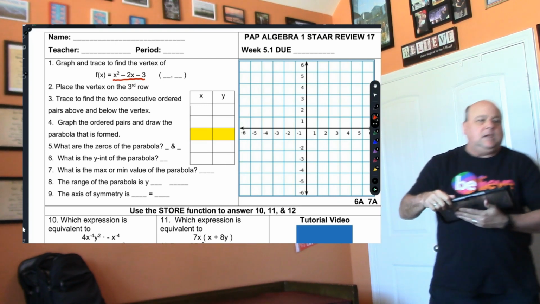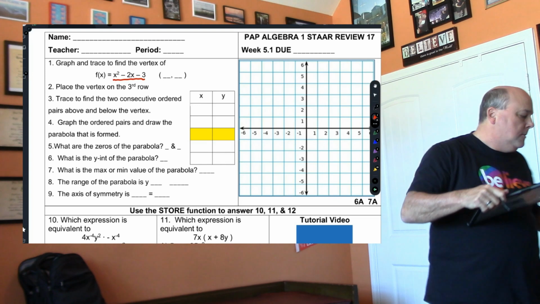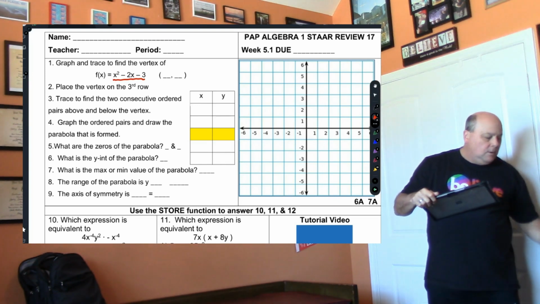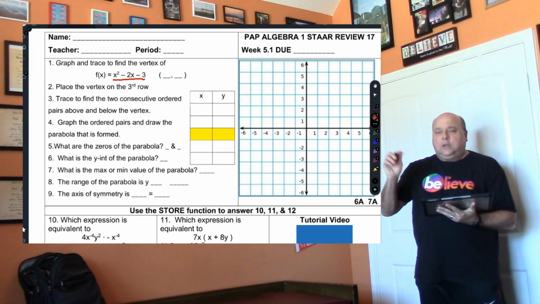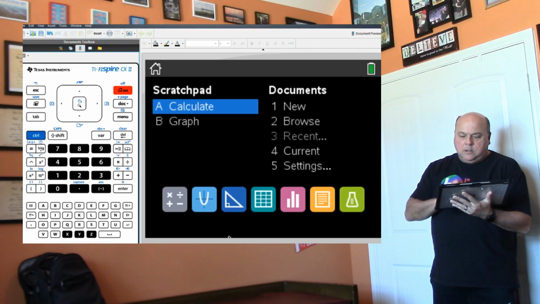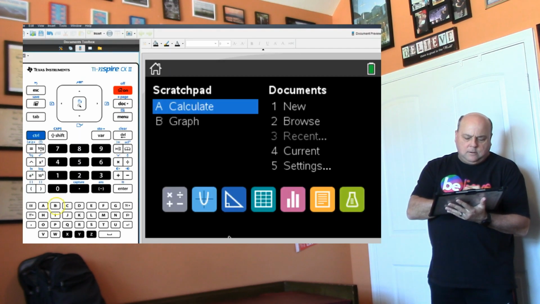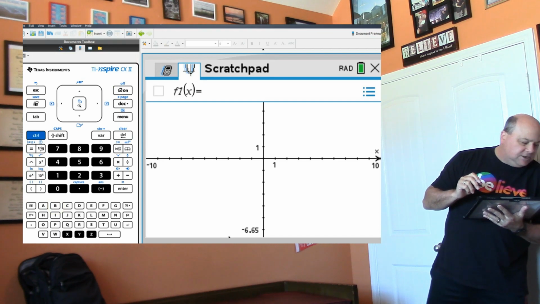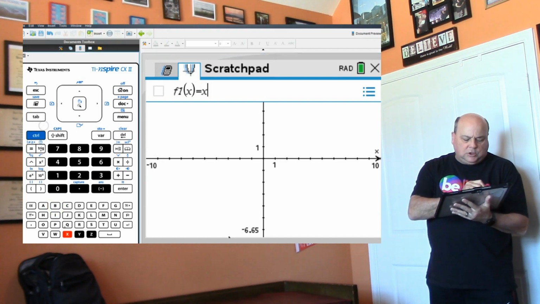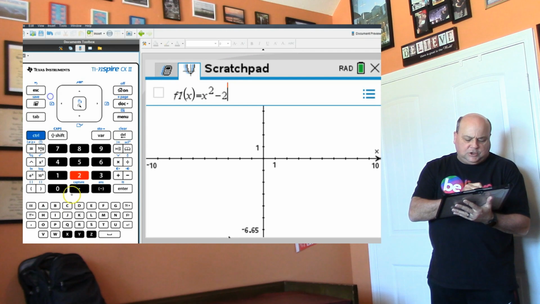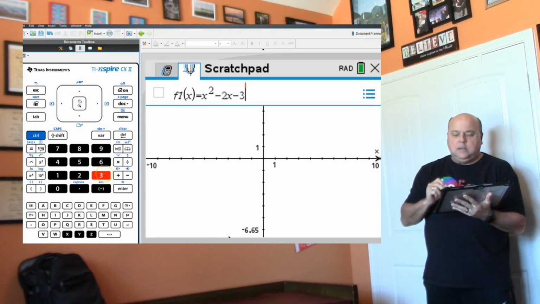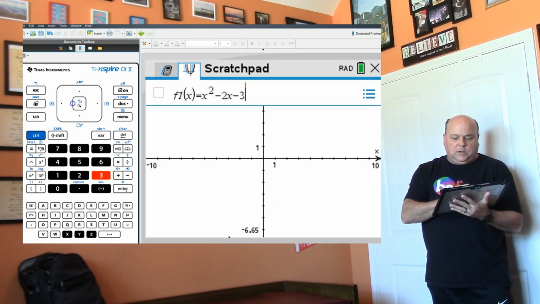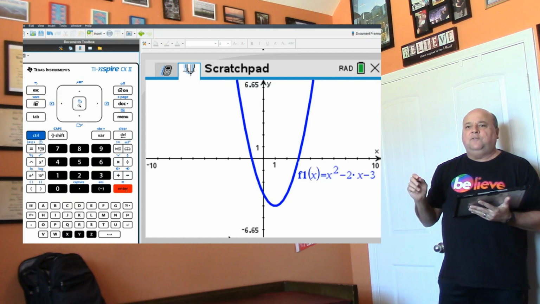Okay, so let me get my paper first real quick. Okay, so go to your calculator, hit graph, and we're going to do x squared minus 2x minus 3. So that's the graph we're going to do. Hit enter, and we got to find the vertex.